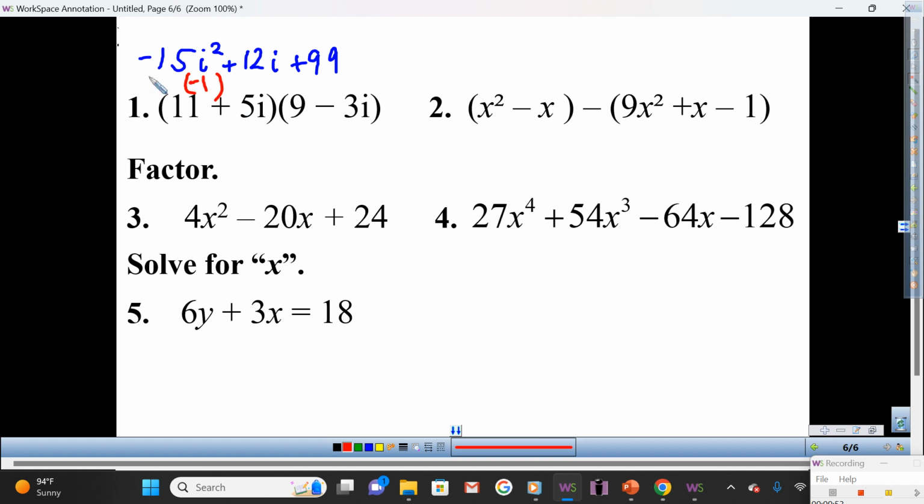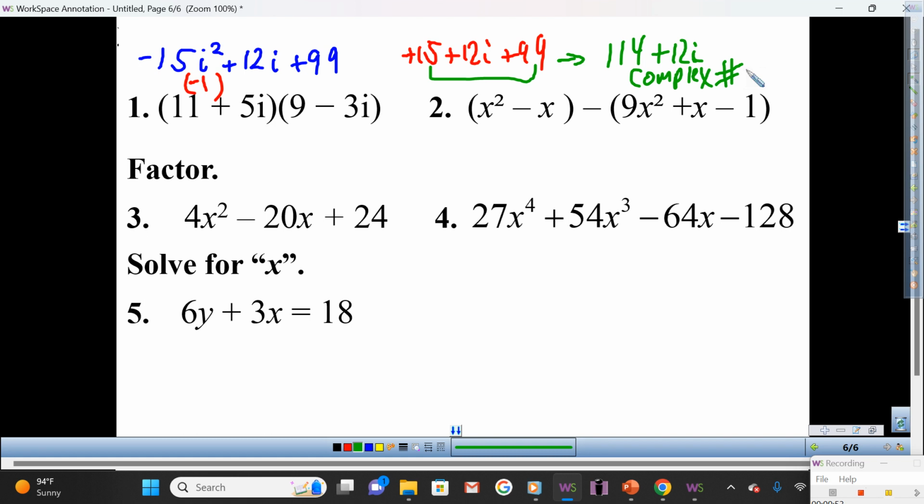Negative 1 there. So negative 15 times negative 1, that's positive 15. Then we have plus 12i plus 99. Combine like terms. What is 15 plus 99? That's 114. And at the end, we write plus 12i. The i always goes at the end because this is what? Write it underneath: a complex number. Complex numbers always have i at the end.